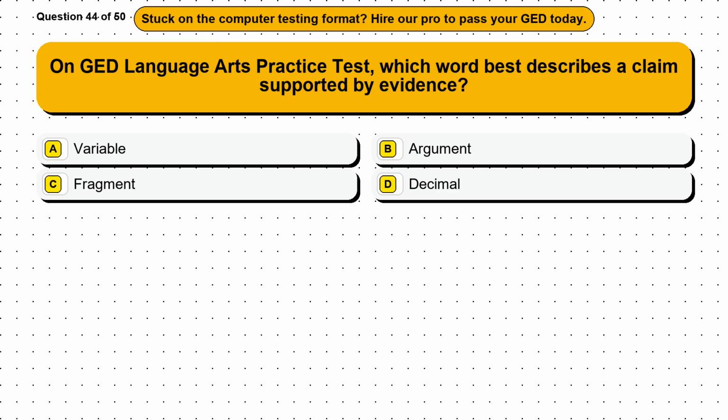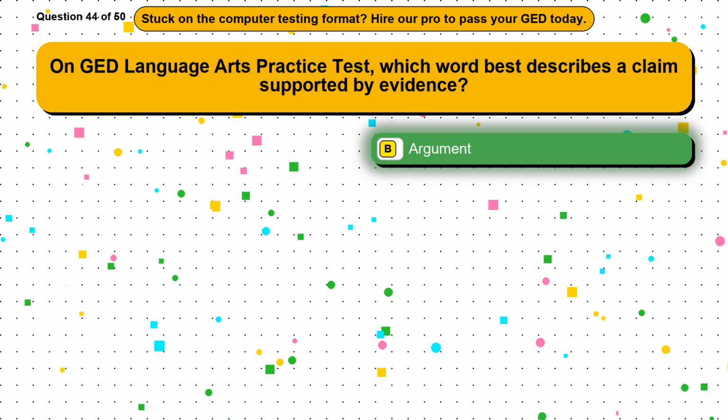Question 44. On GED language arts practice test, which word best describes a claim supported by evidence? Option A, variable. Option B, argument. Option C, fragment. Option D, decimal. The correct answer is option B.